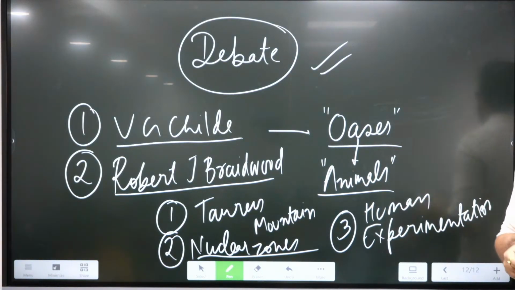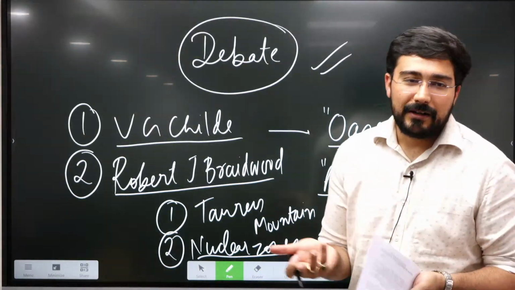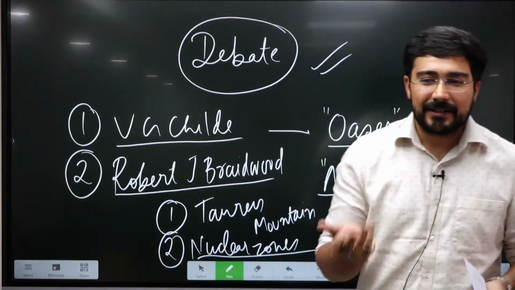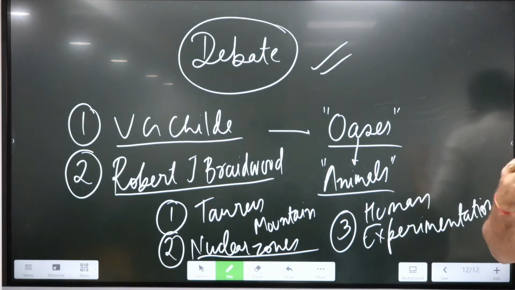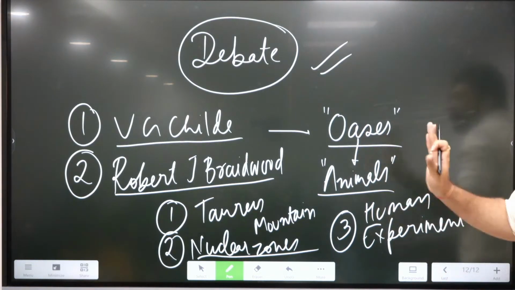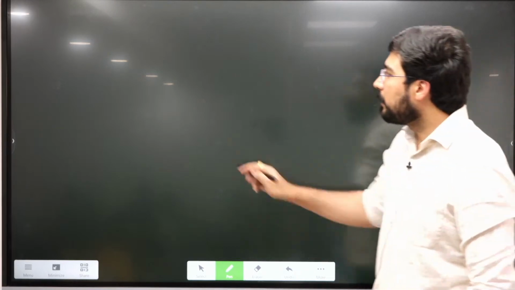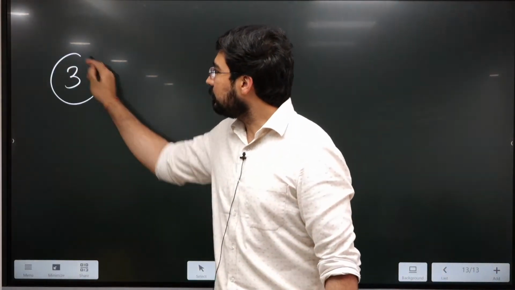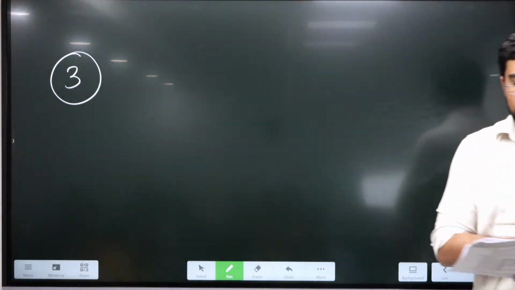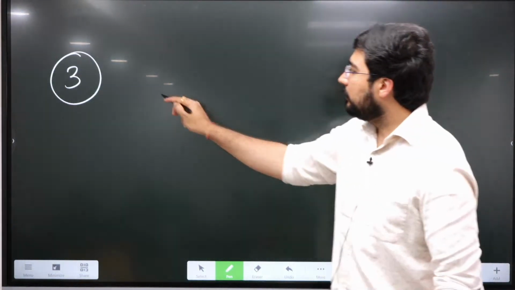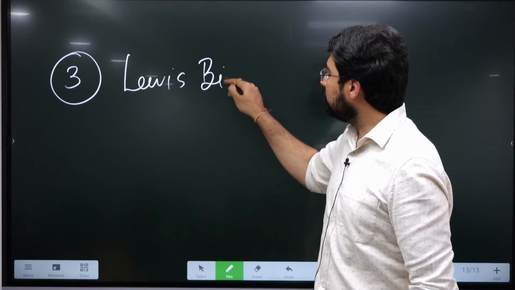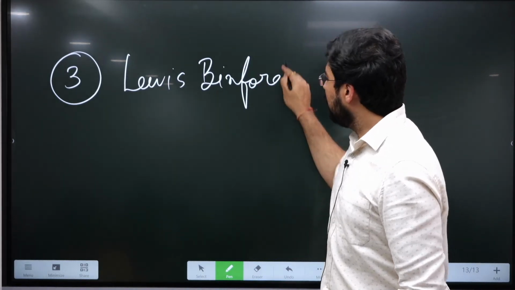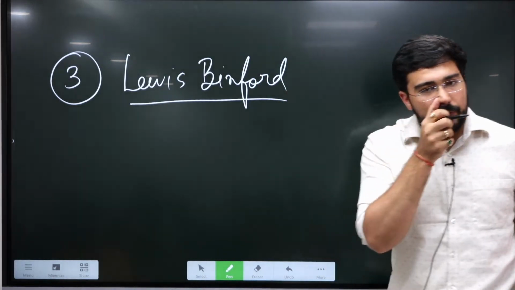Let us see the limitation. Okay, it cannot be archaeologically tested. मनगढ़ंत कहानियां चल रही हैं इनकी भी, ऐसा हो गया होगा, वैसा हो गया होगा. Okay, so this can also not be tested. We come to the third theory. Third theory comes from Lewis Binford.